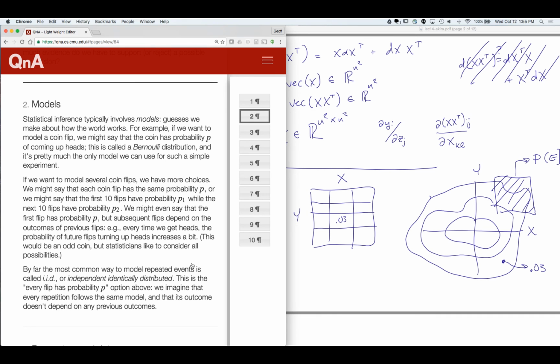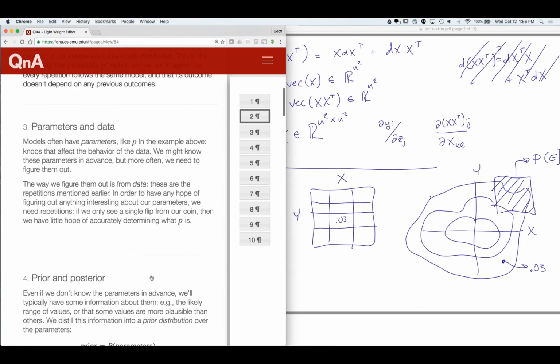So the first one, saying that every coin flip is independent of every other coin flip and has the identical distribution, meaning has probability P of coming up heads. That's called IID, or independent identically distributed, and that is by far the most common model that people use. It's always worth remembering, though, it's just a model, and as such, it can be wrong.